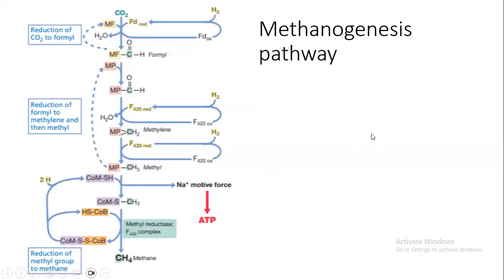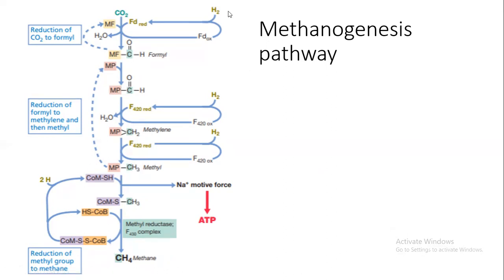So now coming to the main methanogenesis pathway. The methanogenesis pathway can be divided into three stages. The initial stage involves conversion of carbon dioxide to the formyl group. Then we have the intermediate stages that involve reduction of the formyl group to the methyl group, and then we have the third stage, the terminal stage, where the methyl group is further reduced to the end product, that is methane.